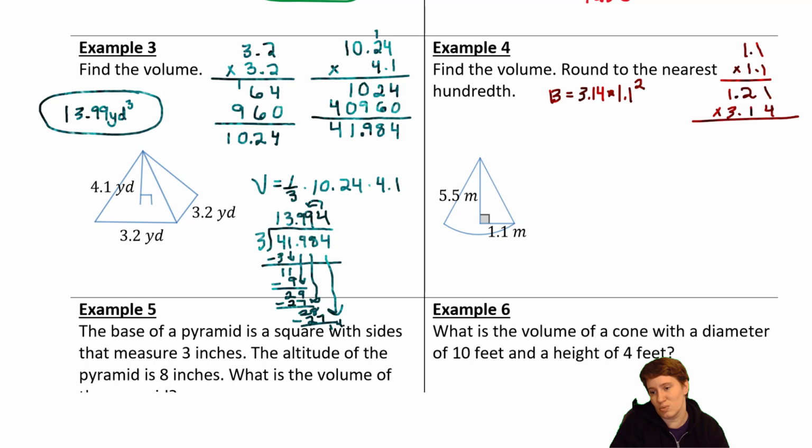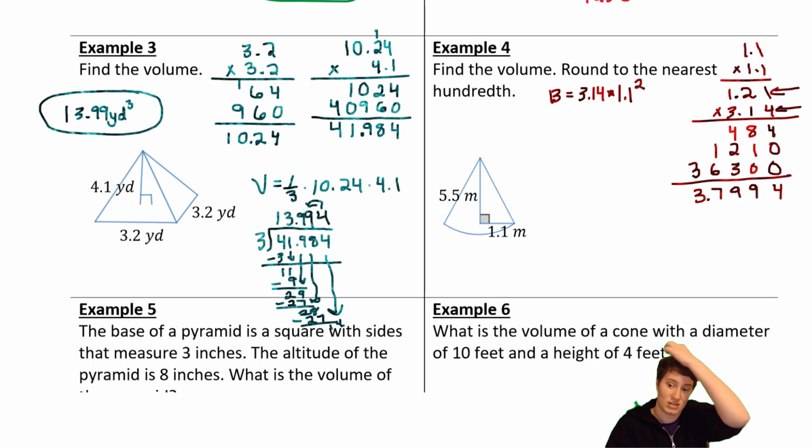So 4 times 1 is 4, 4 times 2 is 8, 4 times 1 is 4. Placeholder, 1 times 1 is 1, 1 times 2 is 2, 1 times 1 is 1. 2 placeholders, 3 times 1 is 3, 3 times 2 is 6, 3 times 1 is 3. And add in our columns. And there are 4 decimal places because we're looking here and here. So that gives us 3.7994.